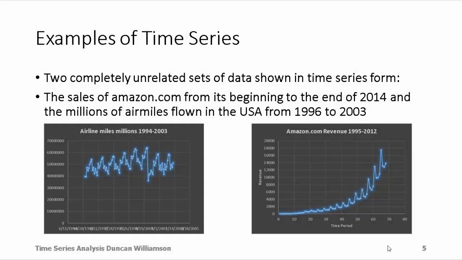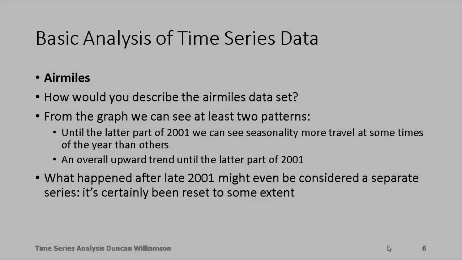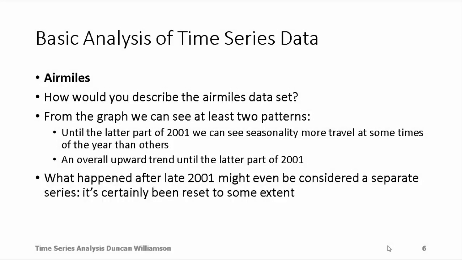Here are examples of time series, two completely unrelated sets of data shown in time series form. The sales of Amazon.com on the right-hand side from its beginning to the end of 2014. And the millions of air miles flown in the USA from 1996 to 2003. How would you describe the air miles data set? From the graph we can see at least two patterns.